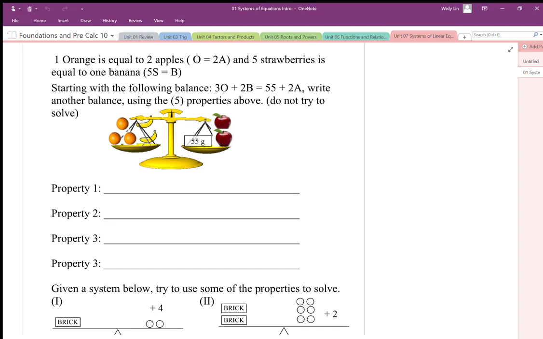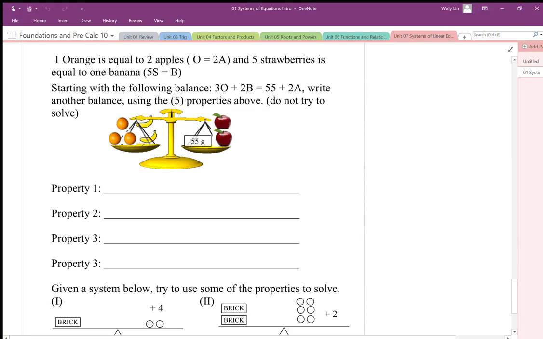Here we have a balance, and we have one orange, we're going to say is equal to 2 apples, and we're going to say that 5 strawberries is equal to 1 banana, or 5s equals b, and 1o equals 2a. So we're going to start with this balance here. This happens to balance these 3 oranges, these 2 bananas is going to balance off 2 apples and 55 grams.